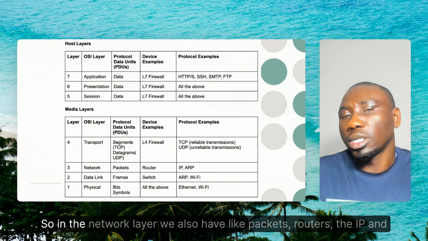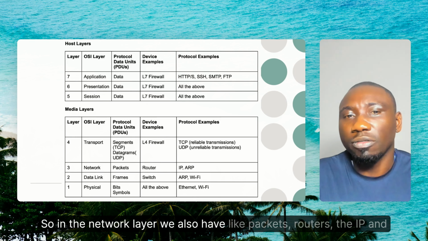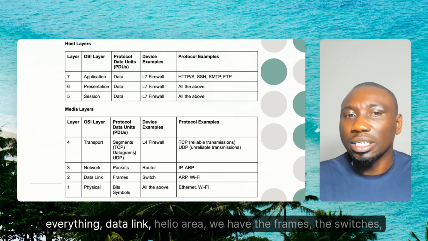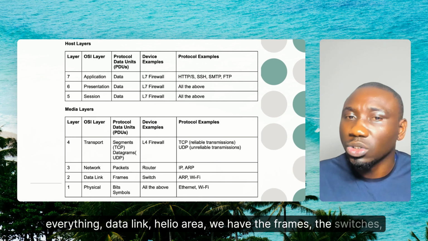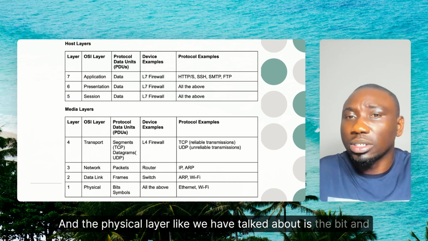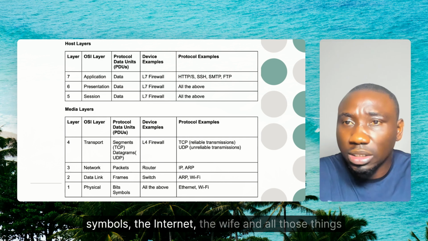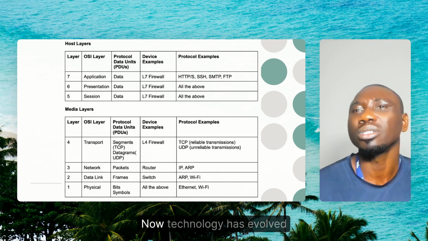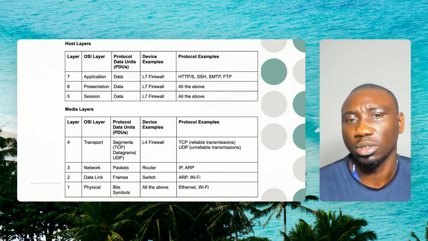So in the network layer, we also have packets, routers, the IP and everything. In the data link layer, we have the frames, the switches, the Wi-Fi and all those things. And the physical layer, like we have talked about, is the bits and symbols, the internet, the Wi-Fi and all those things. Now, technology has evolved.